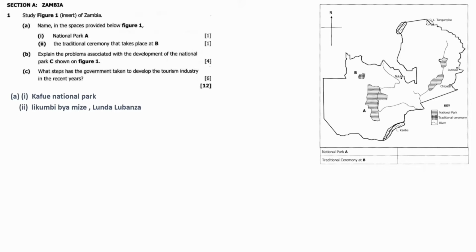Then part B, explain the problems associated with the development of the national park C. So this national park here, which is C. So we can say it is located in a remote area far away from major tourist destinations. It has poor road network that cannot be easily accessible, especially during the rainy season. There is no railway or direct air service to the national park. The park lacks adequate accommodation of high standards, such as hotels, motels, etc. The park also lacks adequate services such as banks, which are meant to serve tourists.